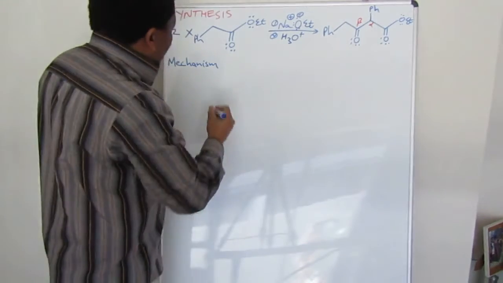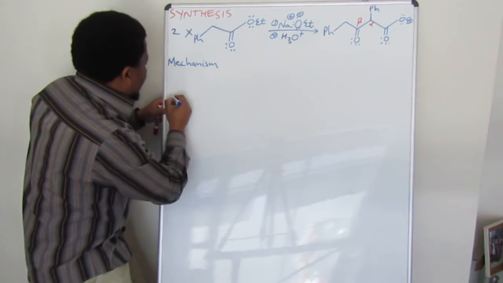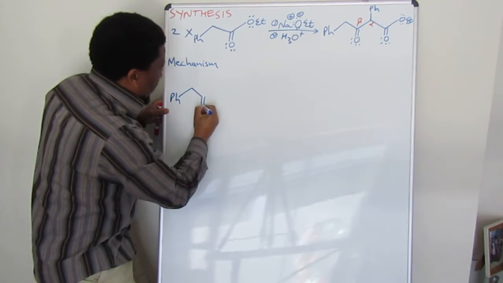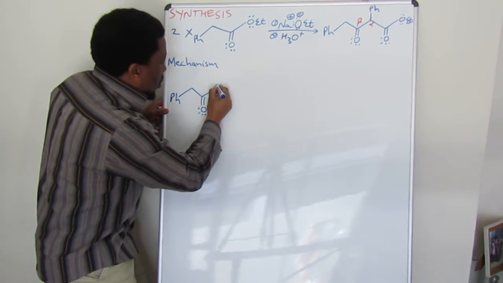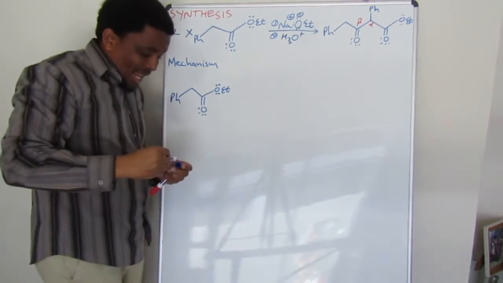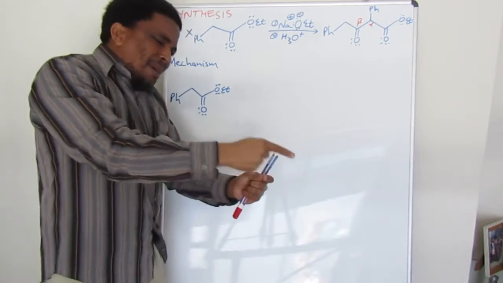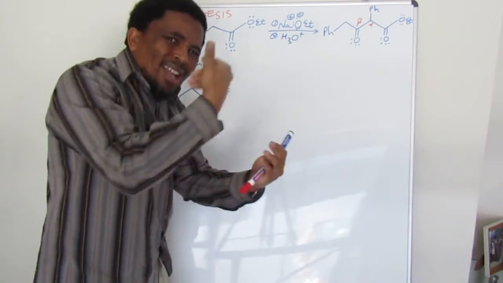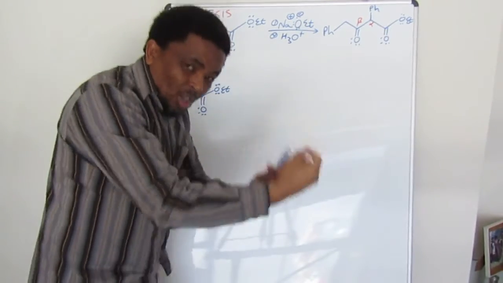Let's proceed. Here is my starting material: Ph bonded to CH2, bonded to C double bonded to oxygen, and then there's my OEt. So this is my ethyl ester. Before I proceed with the mechanism, I must go to my functional groups, observe, and question the chemistry behind that particular functional group.